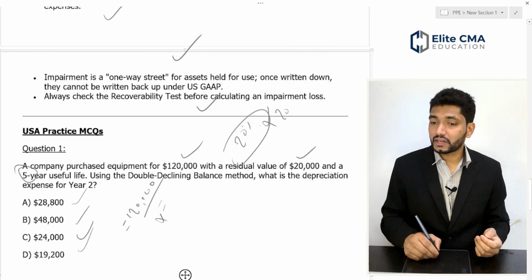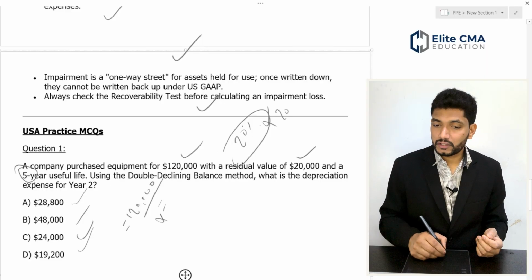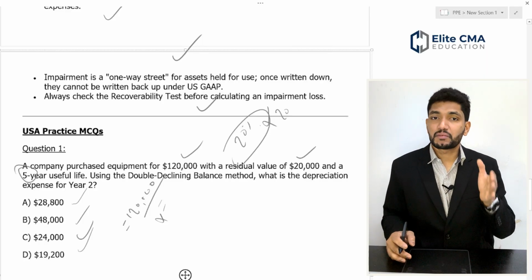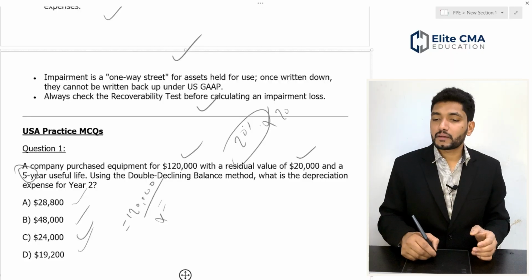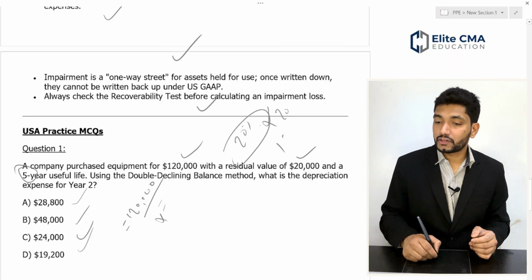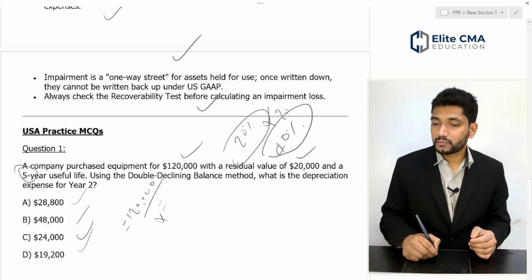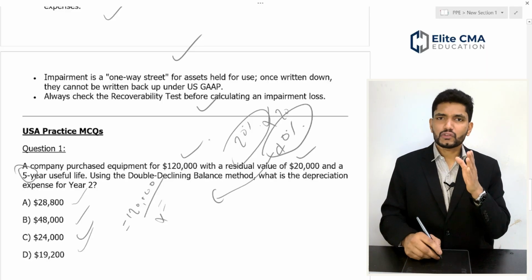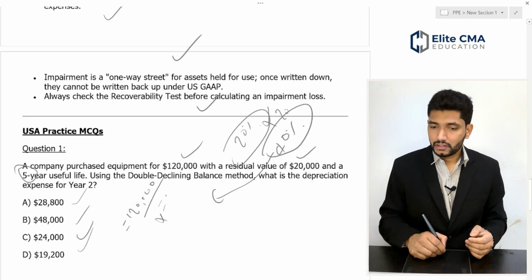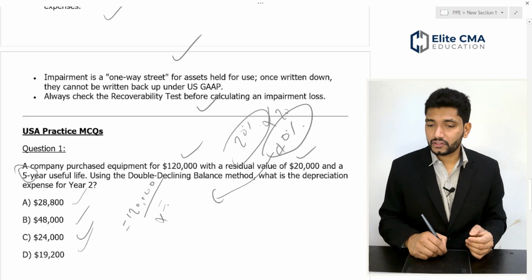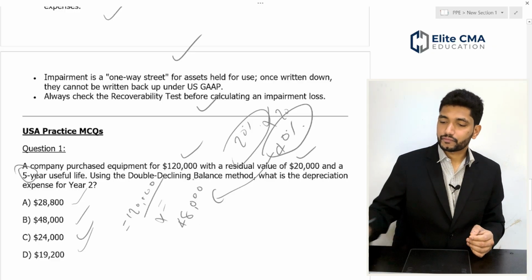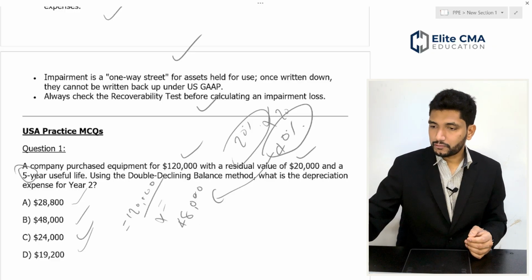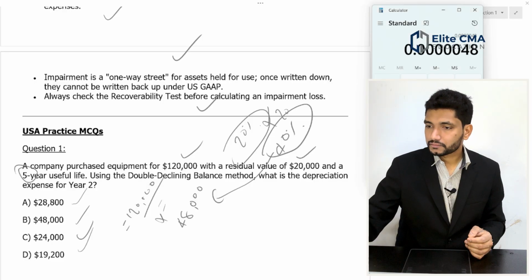So, the useful life is 5 years, that means 20% of the asset is depreciated as per straight line depreciation. When it comes to double declining balance, it is double of this, that means 40% of your carrying value has to be depreciated every year. So, as the first year depreciation, it is 120,000 into 40%, that means you have to depreciate 48,000 in the first year. This is your first year depreciation, that is 48,000.